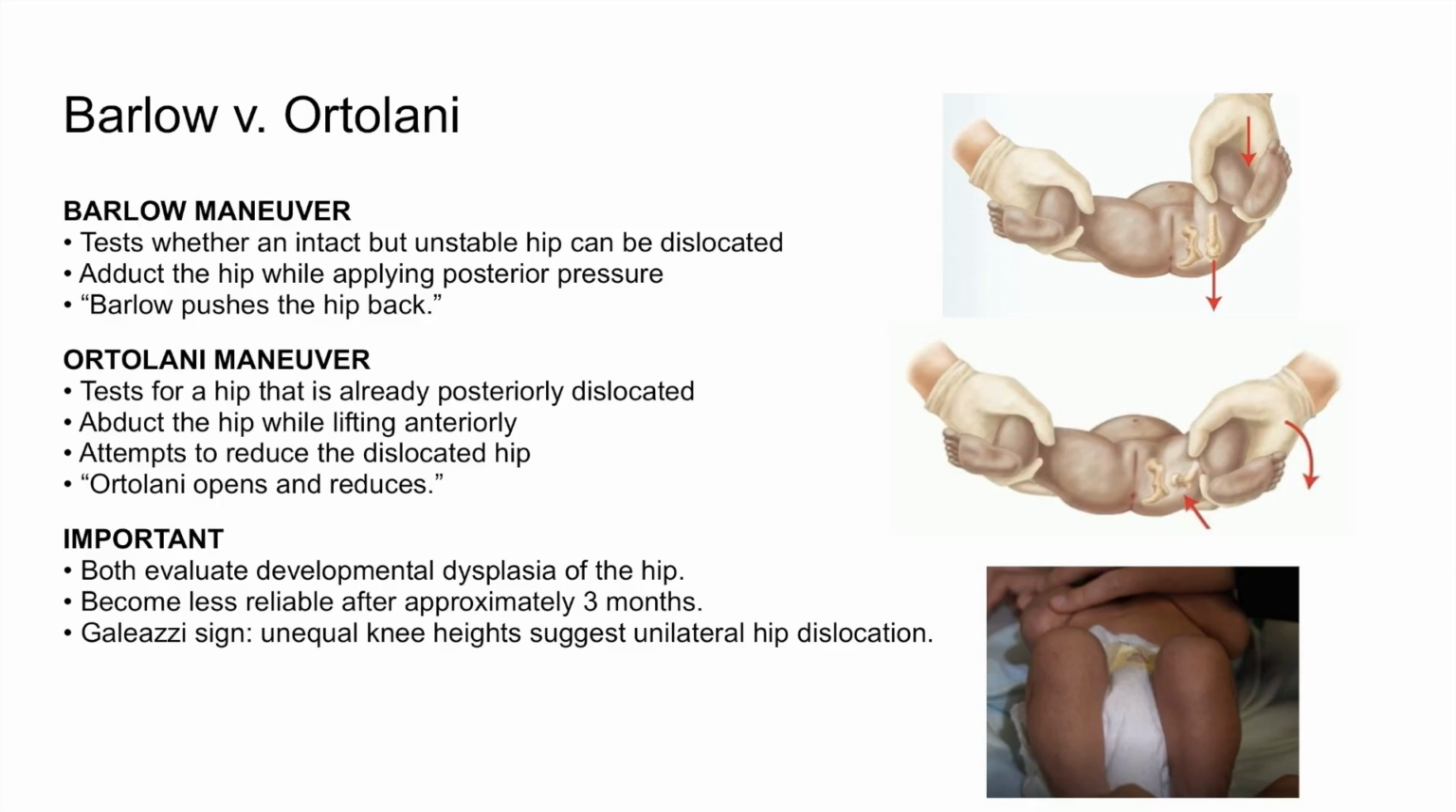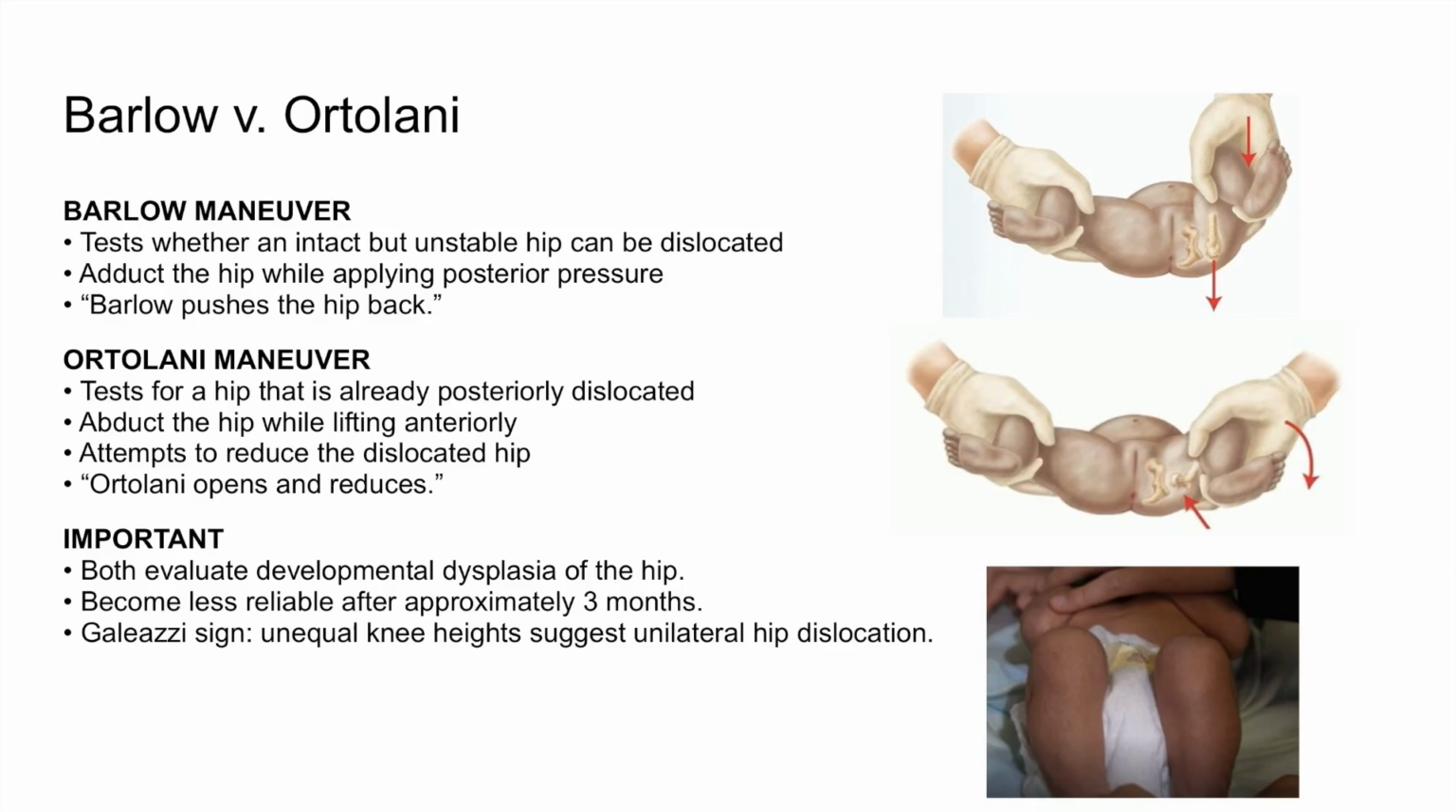The Ortolani maneuver begins with a dislocated or subluxed hip and uses gentle abduction with anterior lifting to guide the femoral head back into the acetabulum. Barlow dislocates an unstable hip, while Ortolani reduces a dislocated hip.